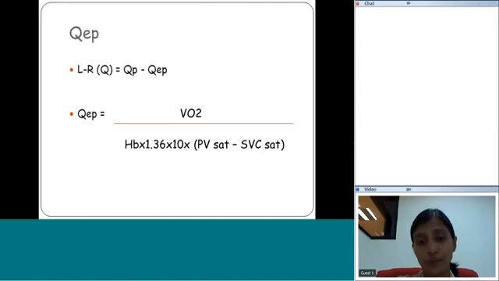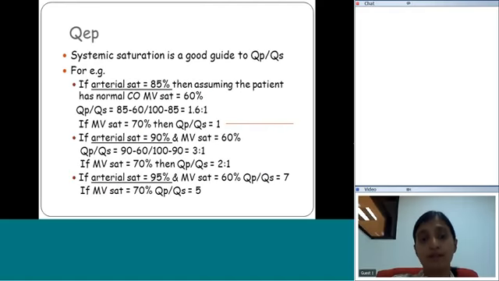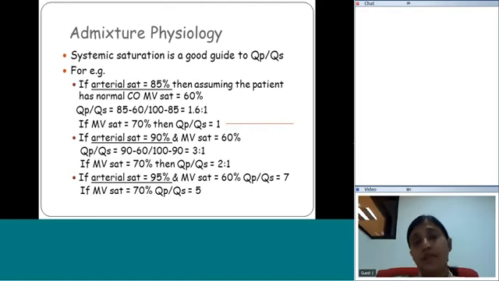Now just as an aside, or an additional slide, I would just like to make a point about admixture physiology. For example, single ventricle type scenarios, or what we call complete mixing scenarios. Here the systemic saturation is a good guide to QpQs. So depending on your arterial sat, you can guess what the QpQs will be even without doing a hemodynamic study. For example, if you have an arterial saturation of say 85%, then normally, assuming the patient has normal cardiac output, the mixed venous sat will at least be 60%.